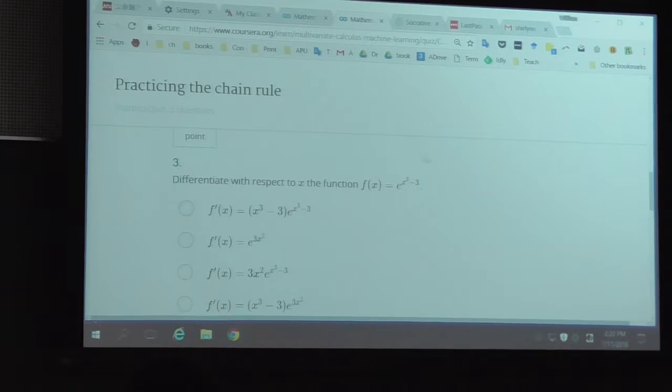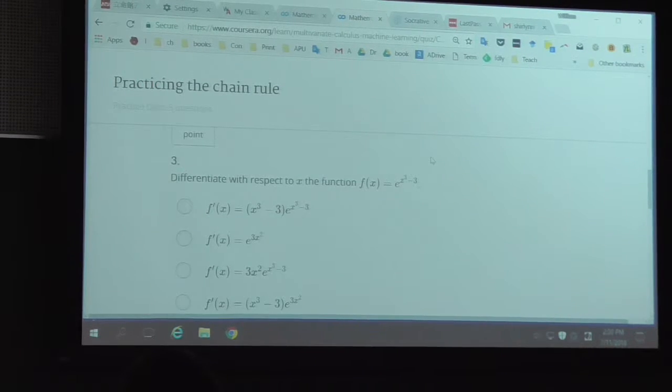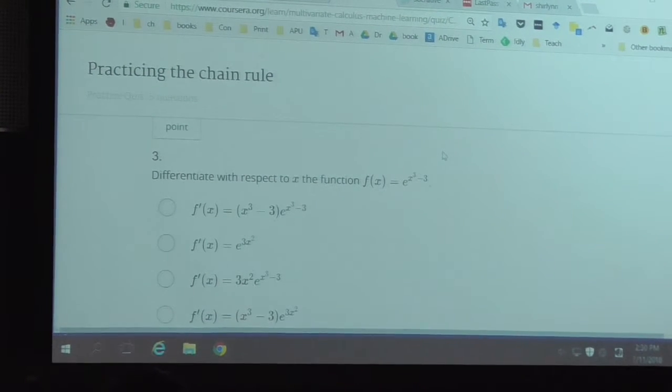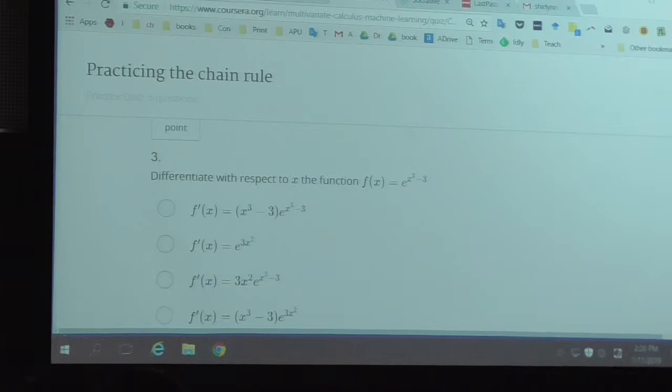Okay, so which is it? A, B, C, or D? Which one? C. Yeah. Good. So we have to take the outside function. Which function is it here? The outside function is e, right? E to the something, right? So we take the derivative of e to the something, we get what? E to the something. So we still get this part here.